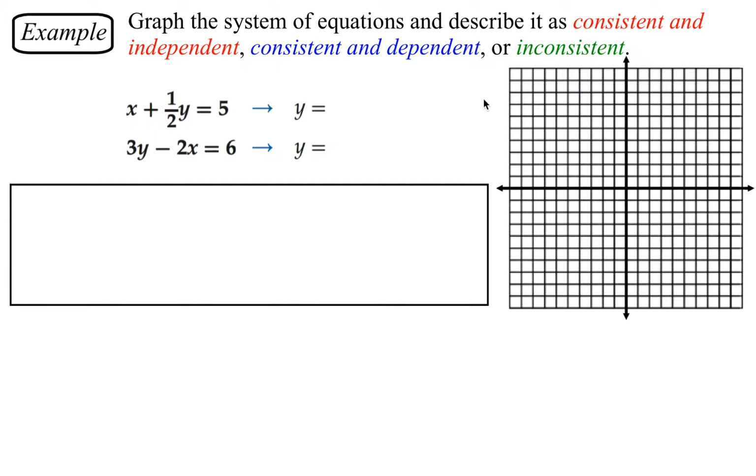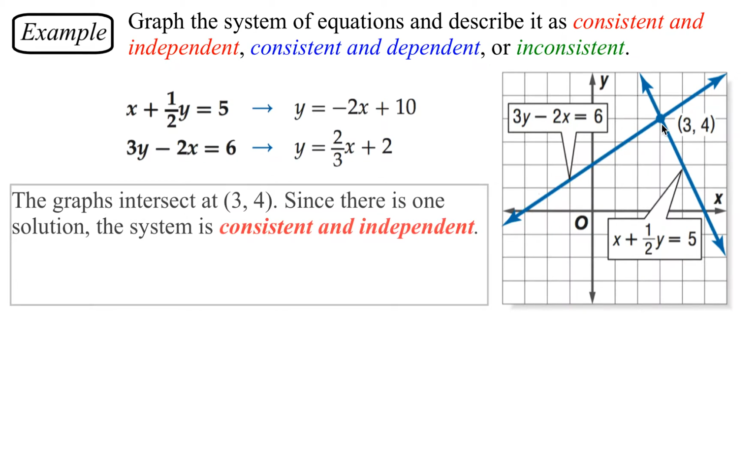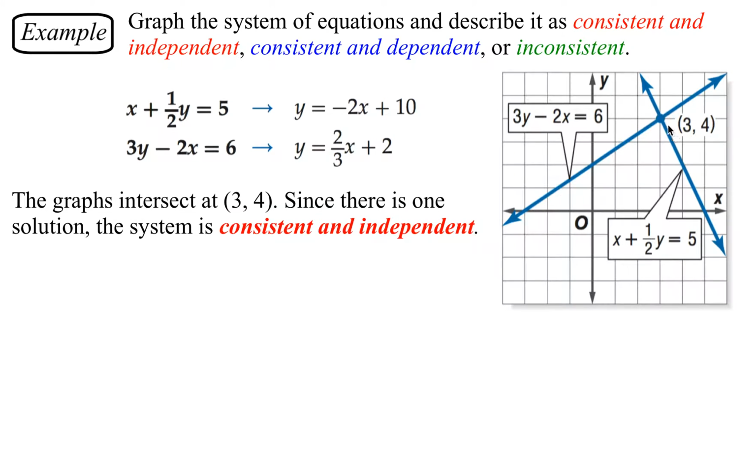So let's look at some examples and determine whether our systems are consistent independent, consistent dependent, or inconsistent. Well, we're always going to start out the same way. We're going to go ahead and write our equation in slope-intercept form, or solve it for y. Then we can go ahead and graph it using the y-intercept and the slope. Here is your graph. It appears like they intersect at the point (3, 4). That's a single point, making it consistent and independent.